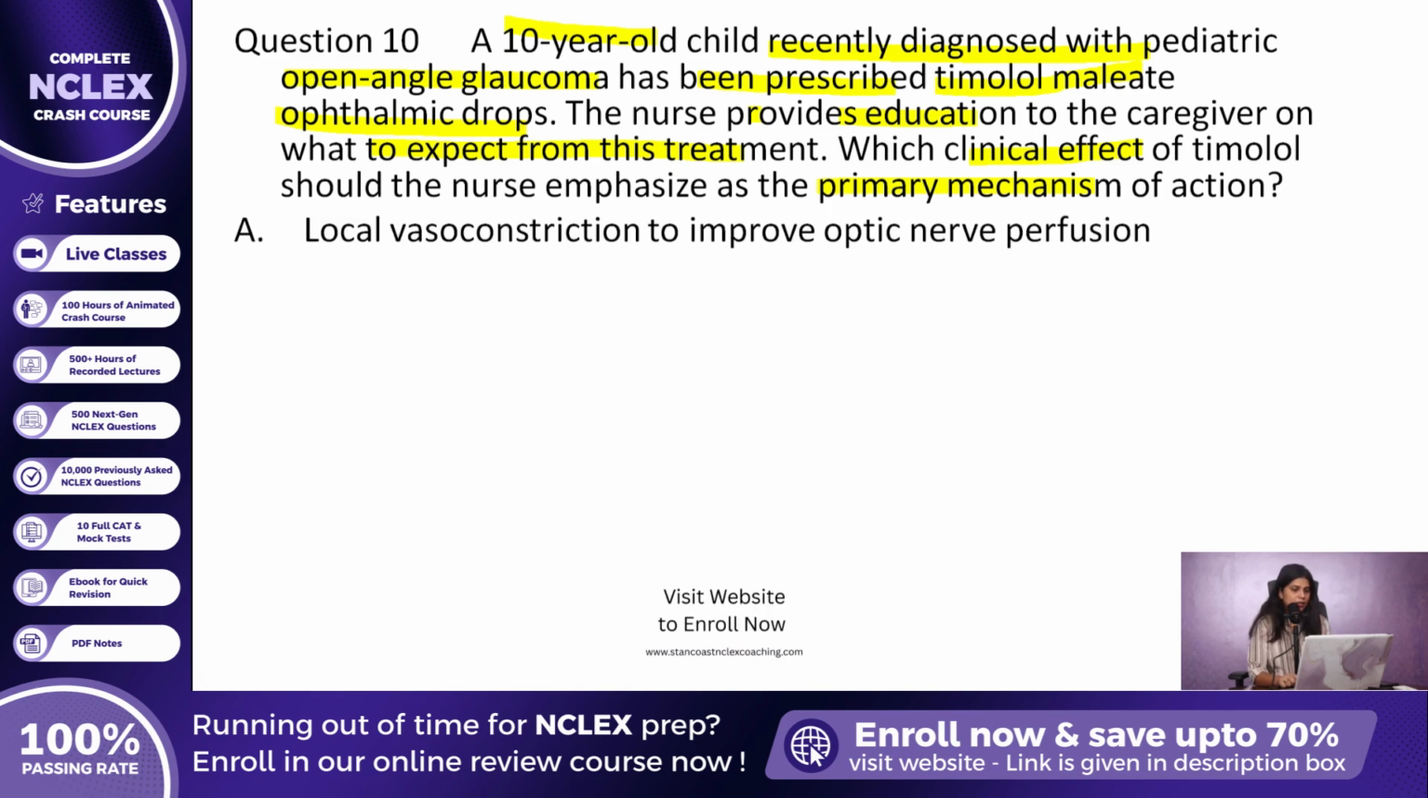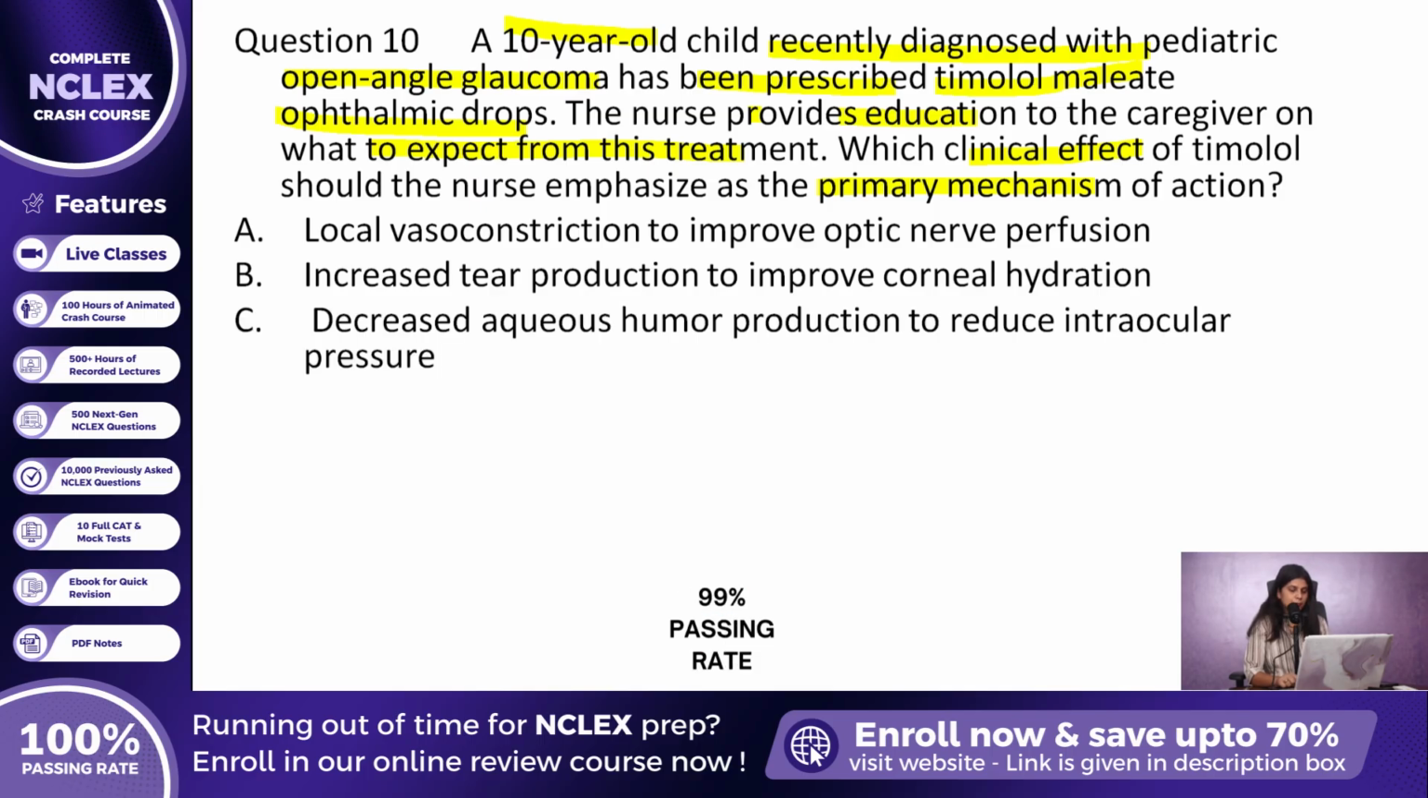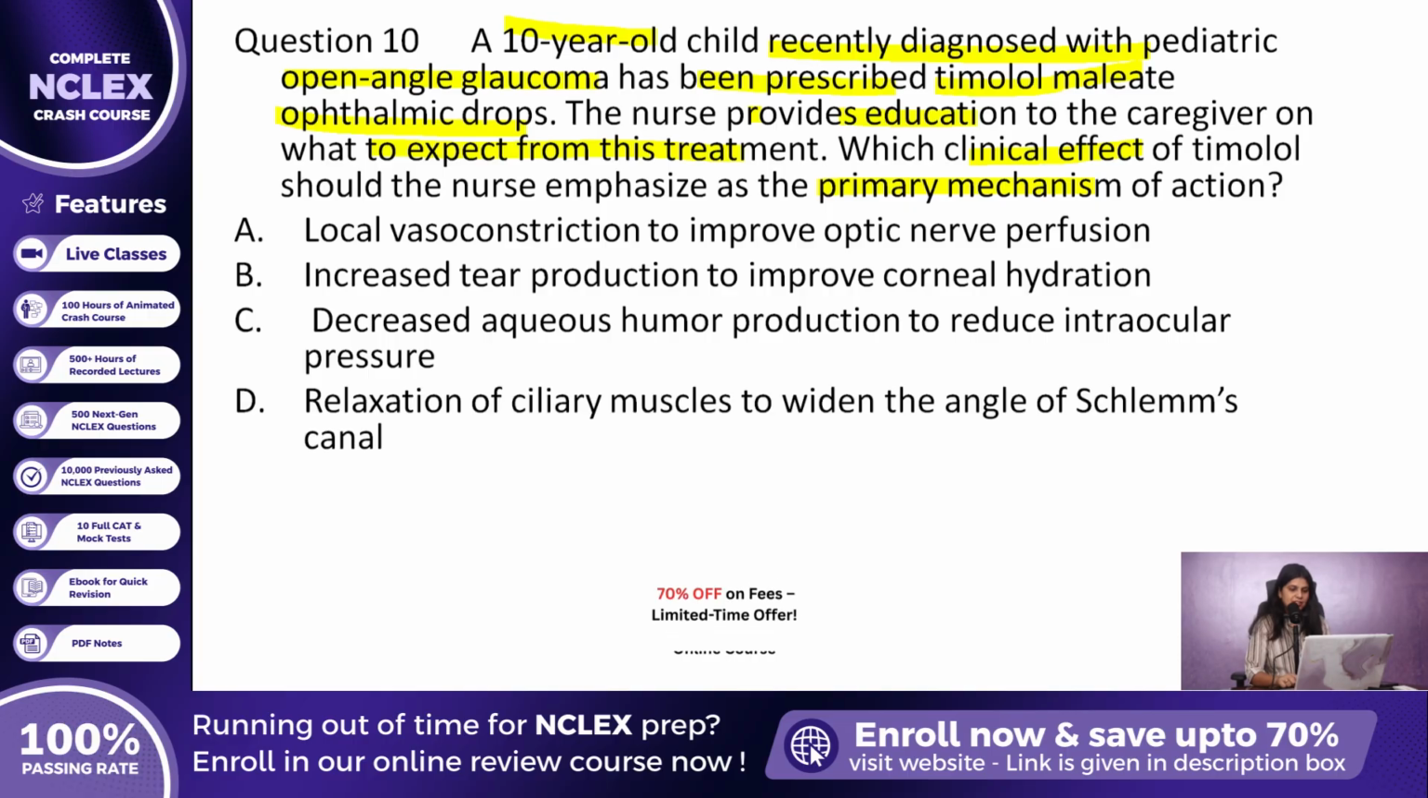Option A, local vasoconstriction to improve optic nerve perfusion. Option B, increase tear production to improve corneal hydration. Option C, decreased aqueous humor production to reduce intraocular pressure. Option D, relaxation of ciliary muscles to widen the angle of Schlemm's canal. The correct answer is option C, decrease aqueous humor production to reduce intraocular pressure. Here is why this mechanism matters and what makes it essential for effective treatment.